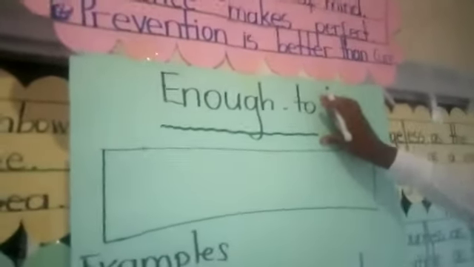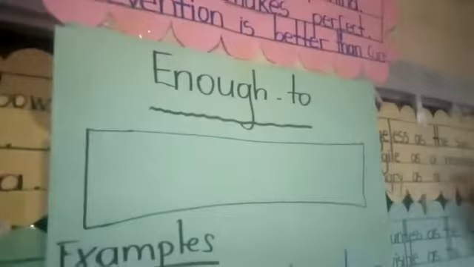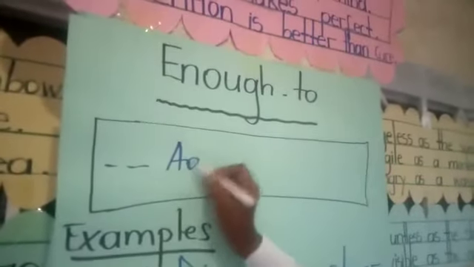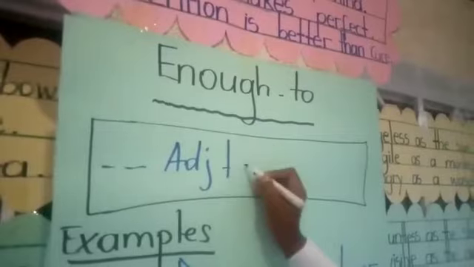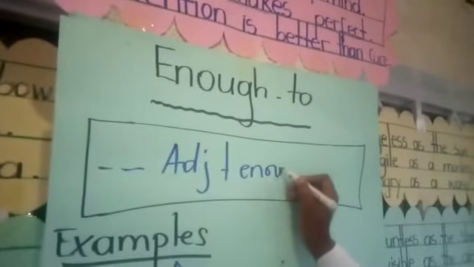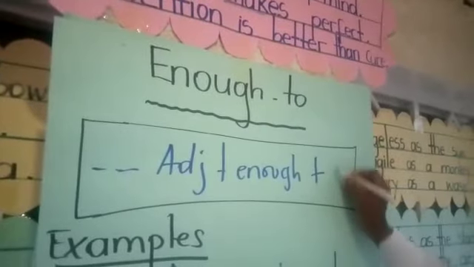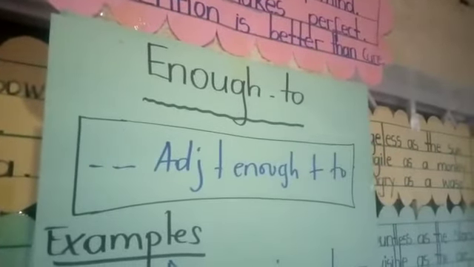It is this one here, enough to. Then there is a structure to use this one here. You get me? We use adjective. Here we start with adjective. Then we add enough, the conjunction, then we add preposition to.